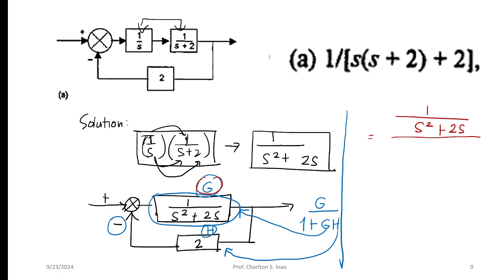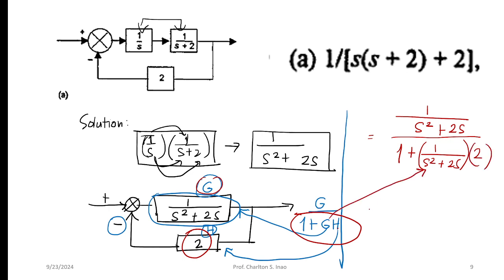Then we're going to execute this. 1 plus G. So the whole thing here is G, 1 over S squared plus 2S. So this is the G. Then the H is the 2. So the G is here and the H is here. 1 plus, so this one, 1 plus.